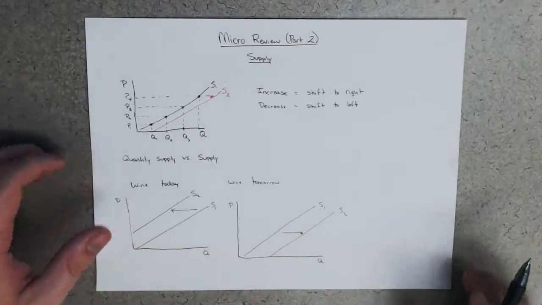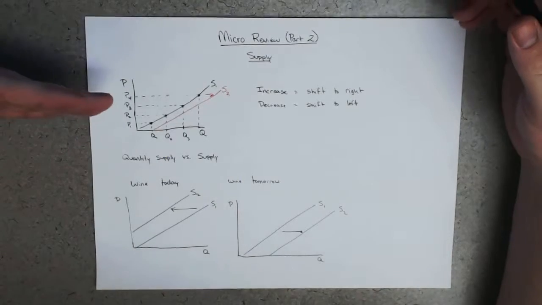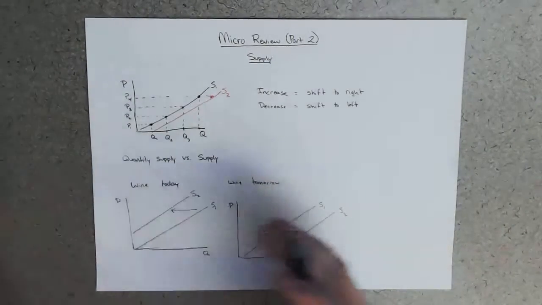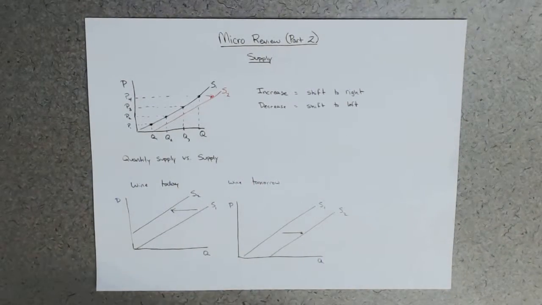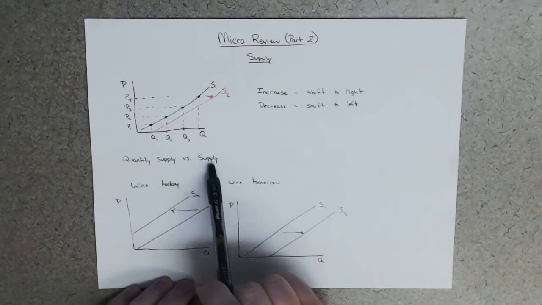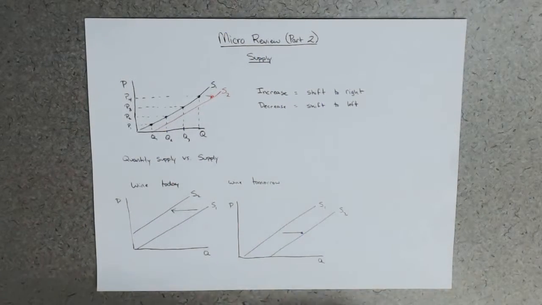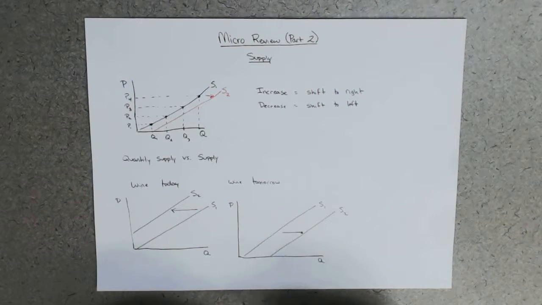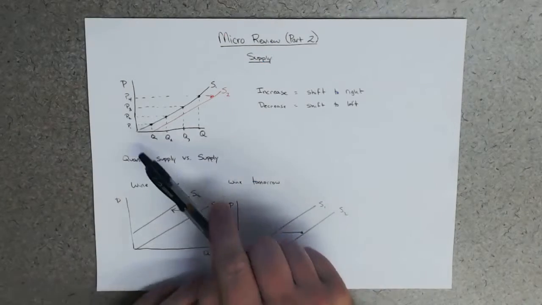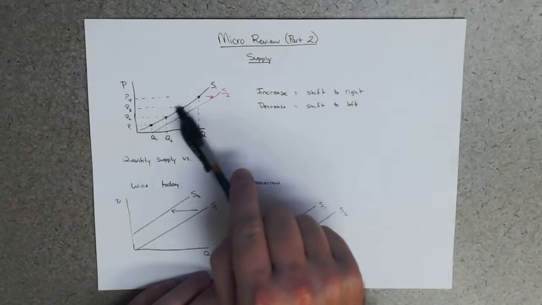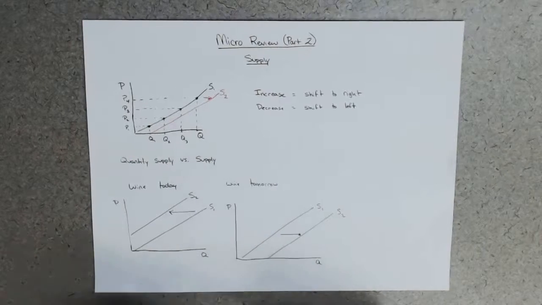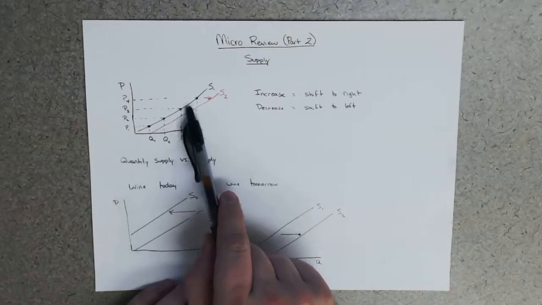And so all of these factors can shift supply. The important thing here is to recognize that when we're talking about supply, we're talking about your willingness to sell the good or to provide the good. If there's a change in price, we're going to be moving along the supply curve. And if there's a change in your willingness to provide the good, we're going to actually move the curve.